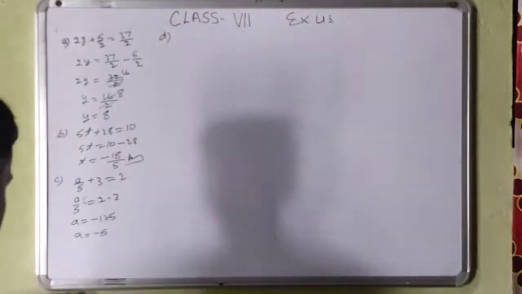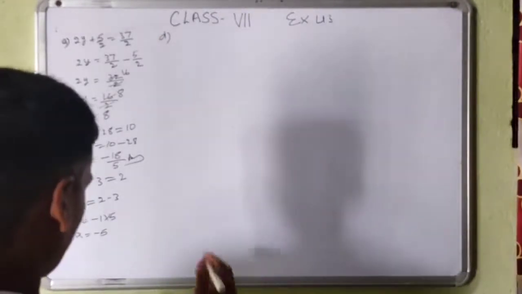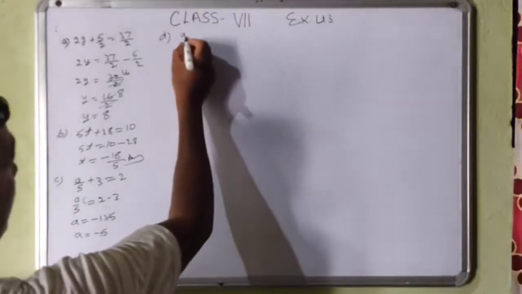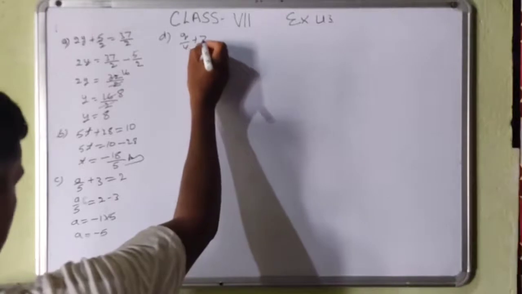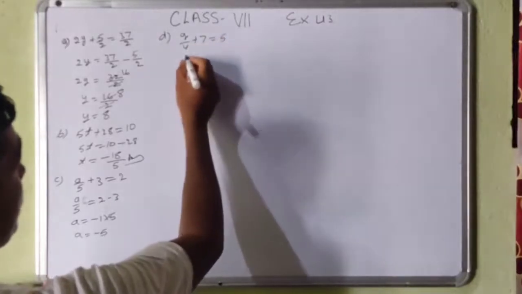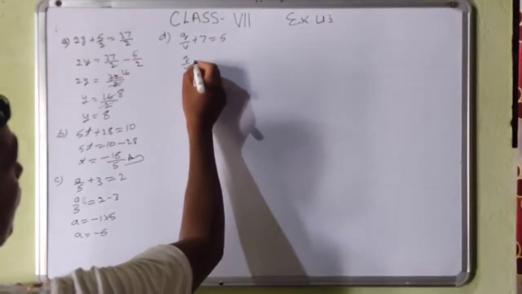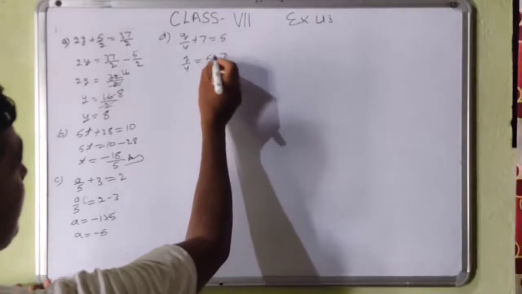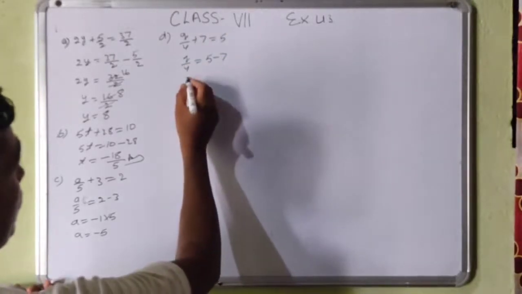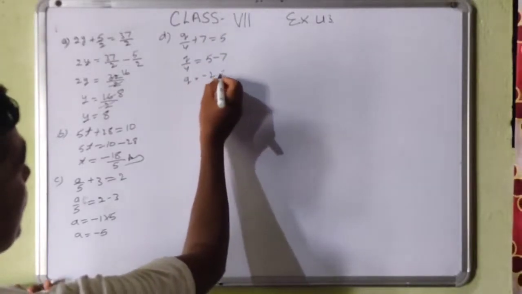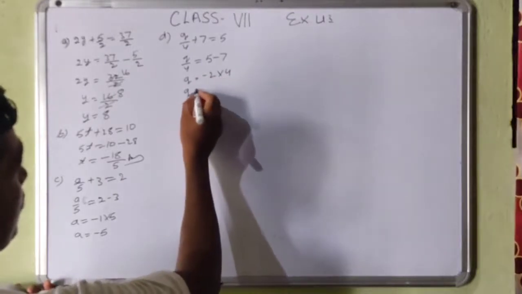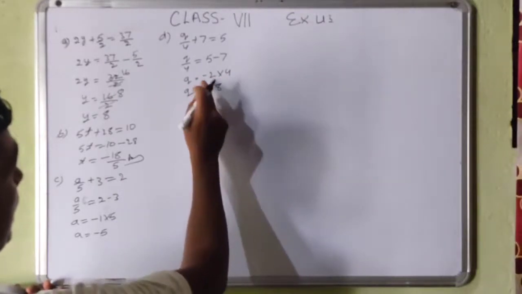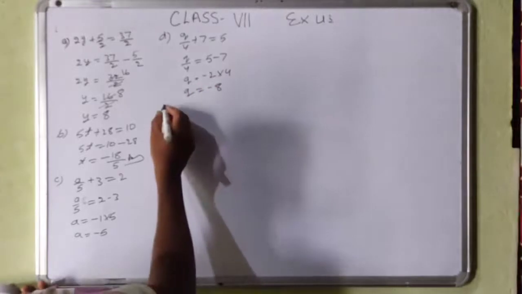D part, q upon 4 plus 7 is equal to 5. So q upon 4 is equal to 5 minus 7 by interchange. So q is equal to minus 2 multiply 4. So q is equal to, 4 twos are 8. That is minus, plus, minus.